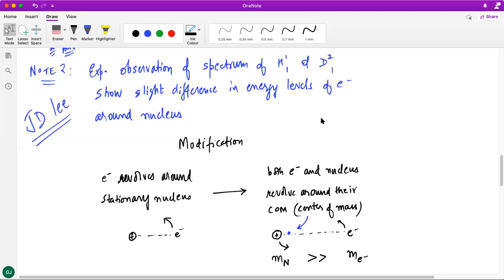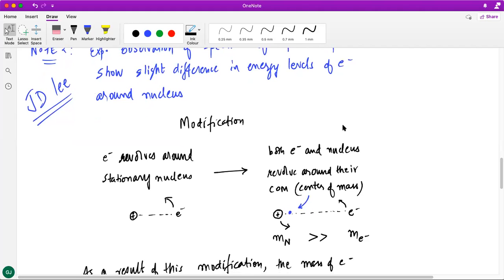Sir, so this center of mass concept which we use, the modification, that is valid for all the atoms, right? हाँ, it is valid for all the atoms. इसका origin was primarily to explain the difference between the isotopes. Okay, sir.